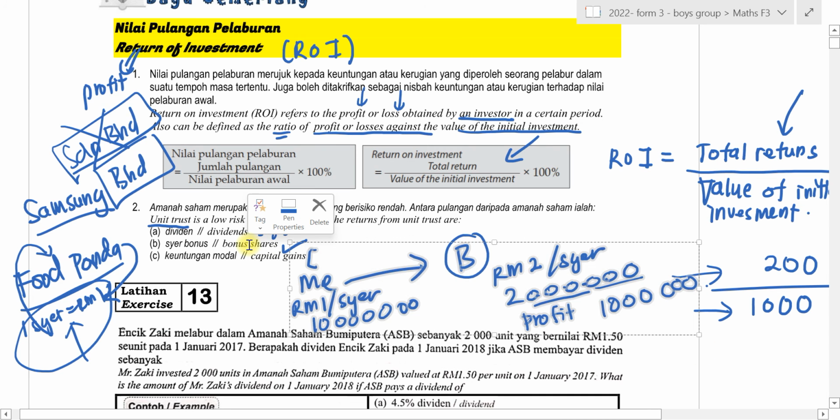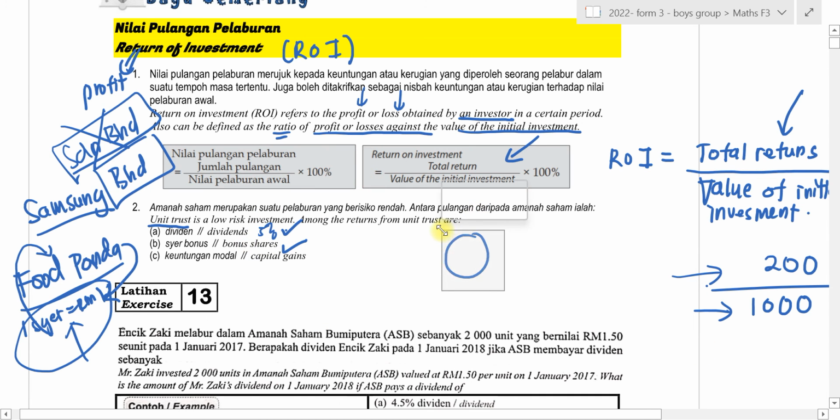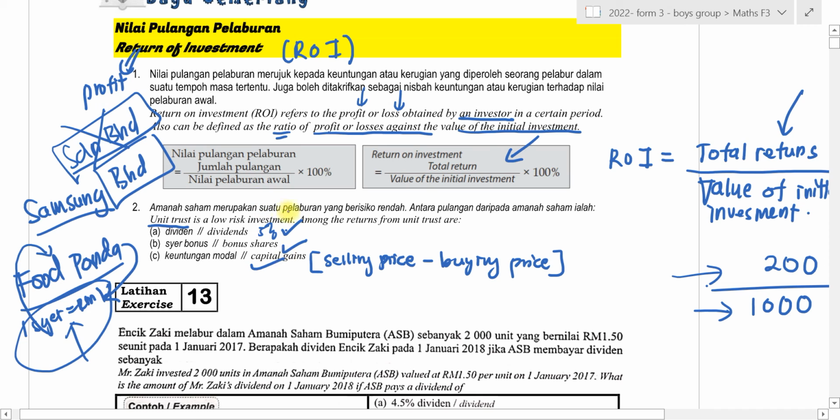Capital gain is simply like this, I tell in a simple language. Capital gain is like selling price minus the buying price. So that's the extra profit that you can get. Okay. So this is how unit trust works. So rarely people can enjoy all the three returns, but basically they will enjoy dividend, and then basically you can sell your shares at any time.